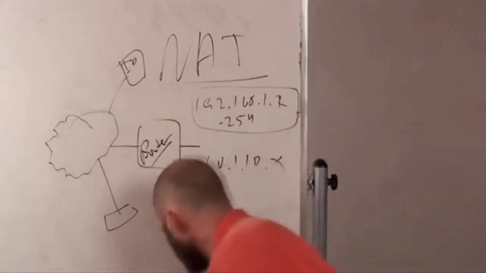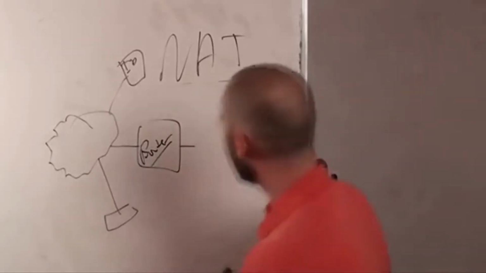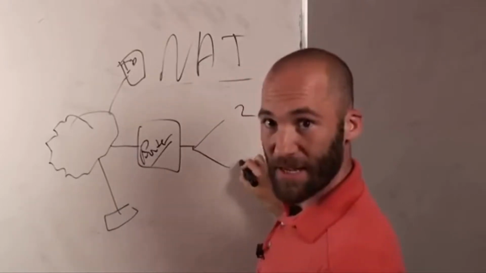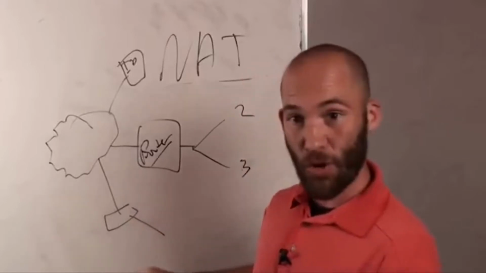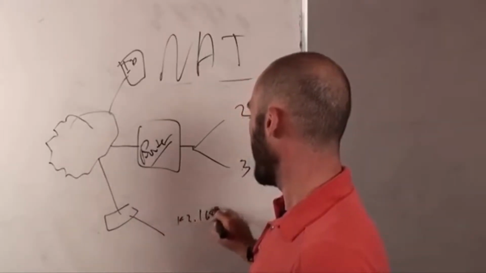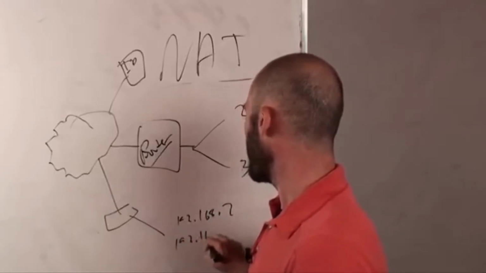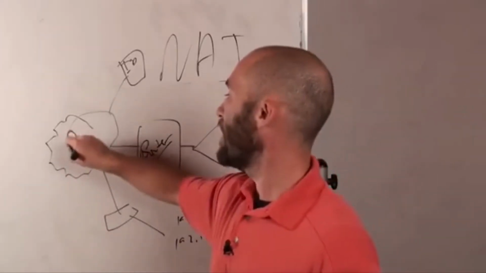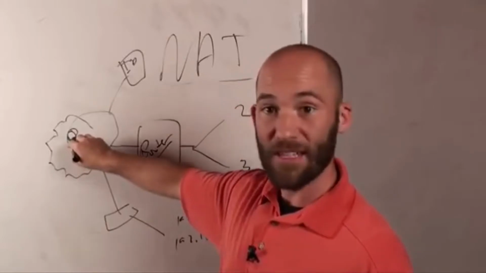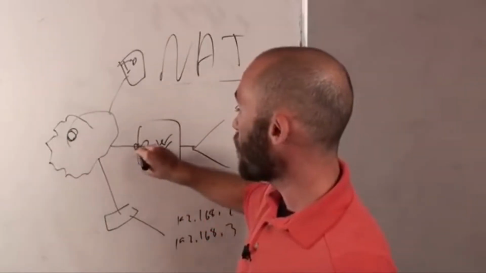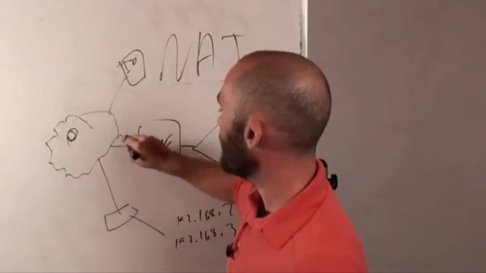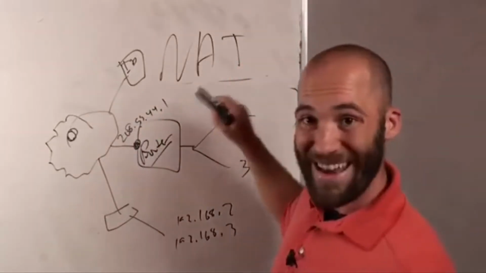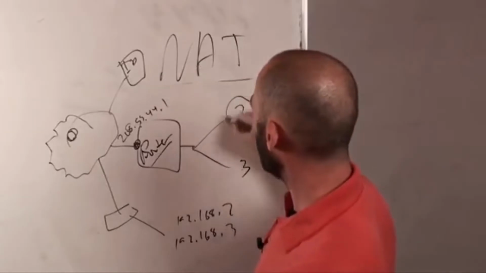Let's say you have a computer here, 192.168.1.2, and you have 192.168.1.3 here. So this is your network. Then your neighbor has 192.168.2 also, and 192.168.3 also. When you are trying to communicate with servers on the internet, the server is going to be most worried about your external IP address. So your external IP address will be, say, 208.55.44.1.